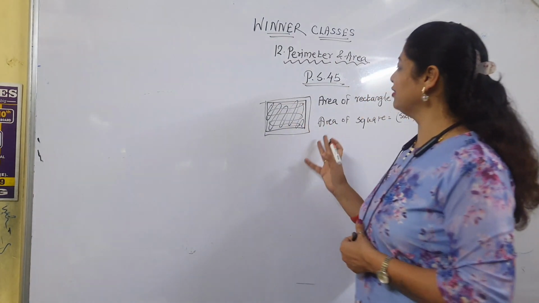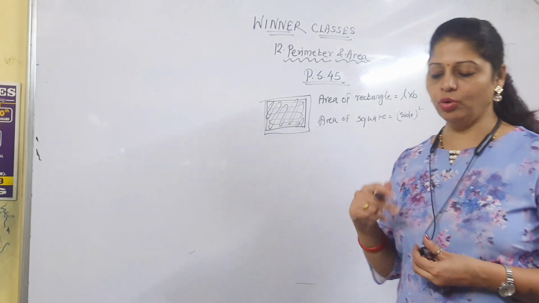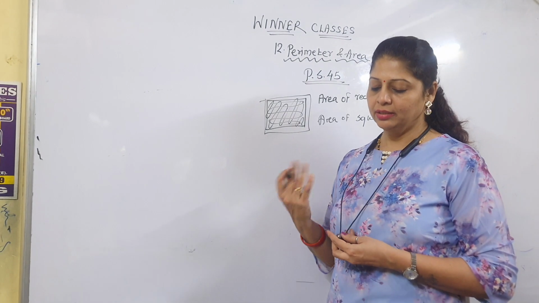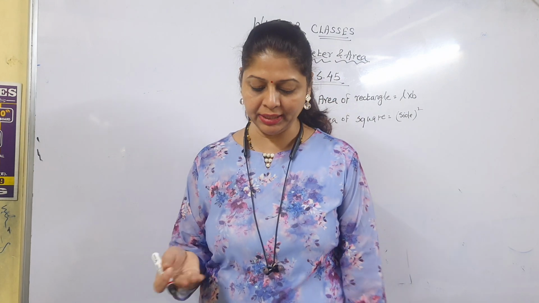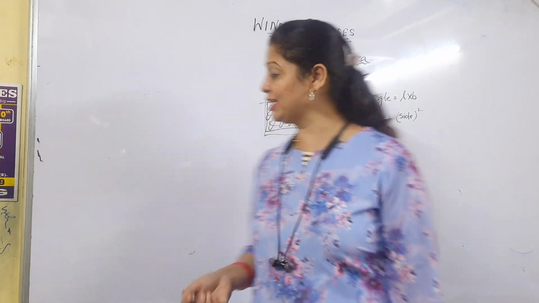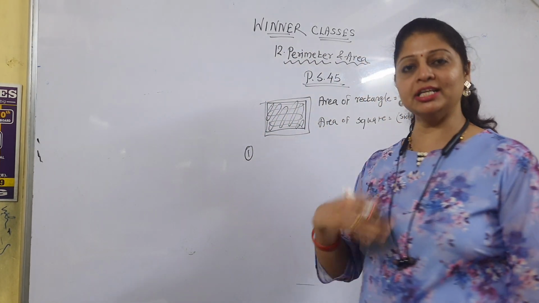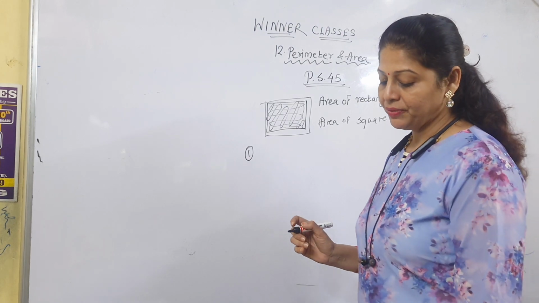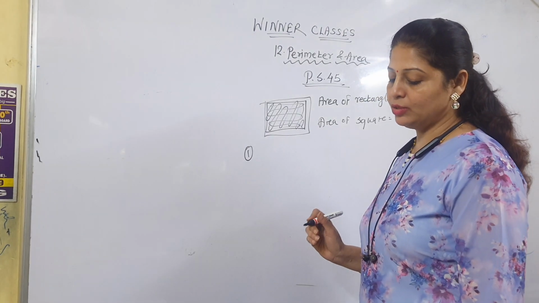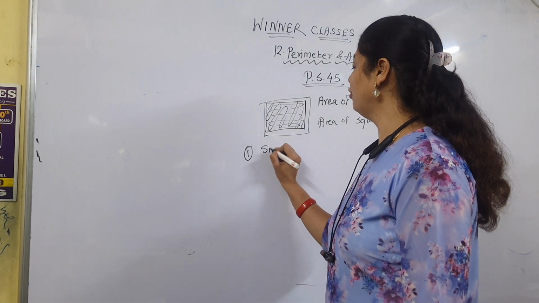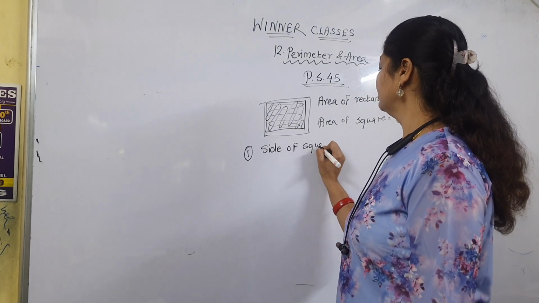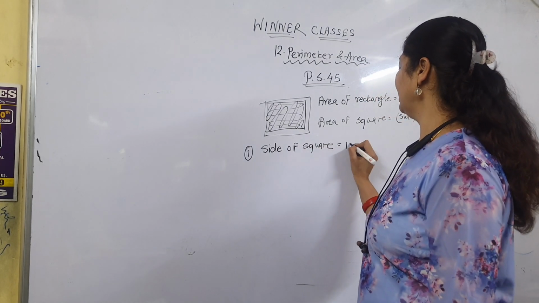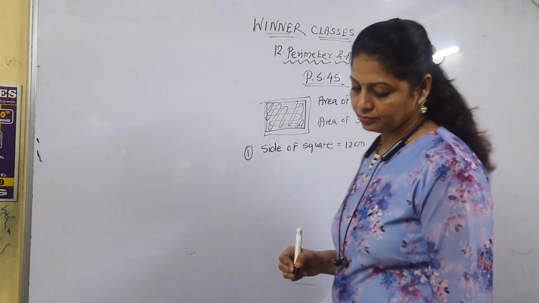Now in practice set 45, questions 1 and 2 are both easy. The third question is a little bit different, so I will explain it in the next video. First of all, I will explain the first question. If the side of a square is 12 centimeter, so side of square, this is our solution, 12 centimeter.